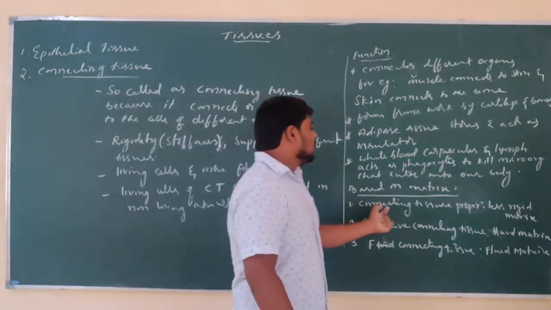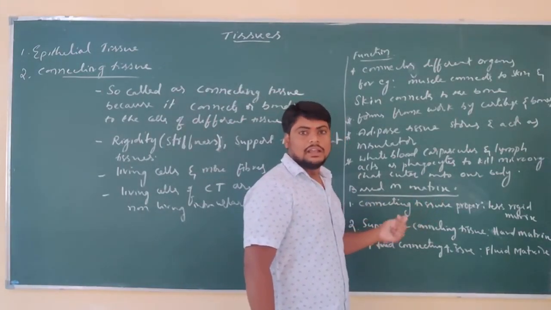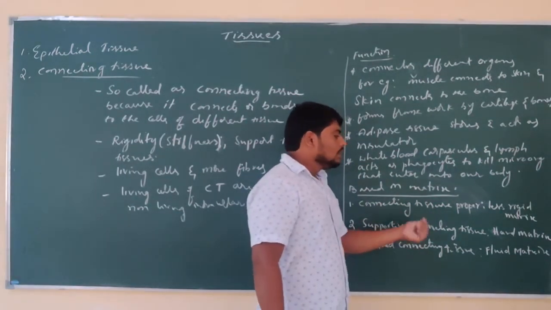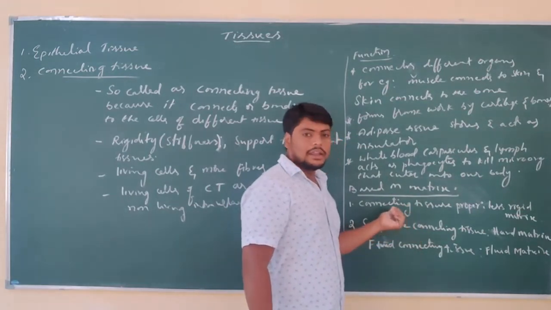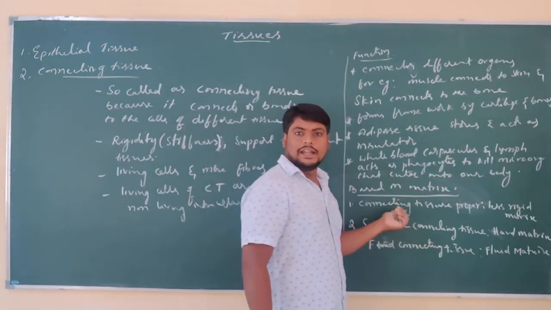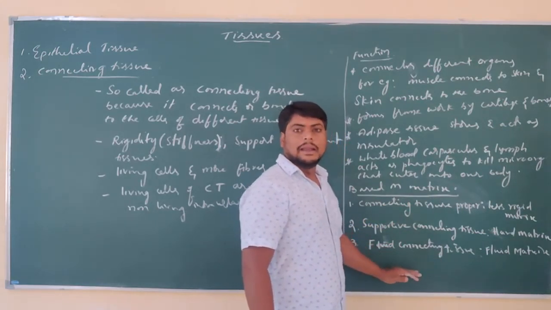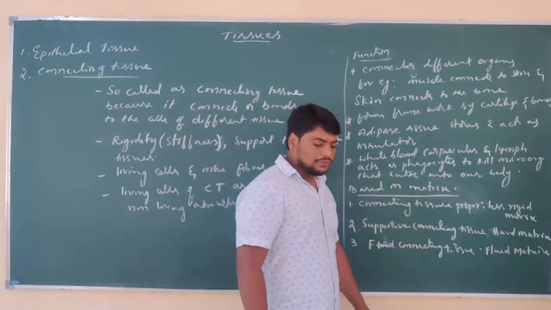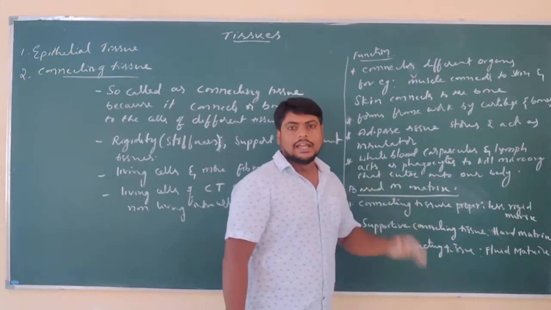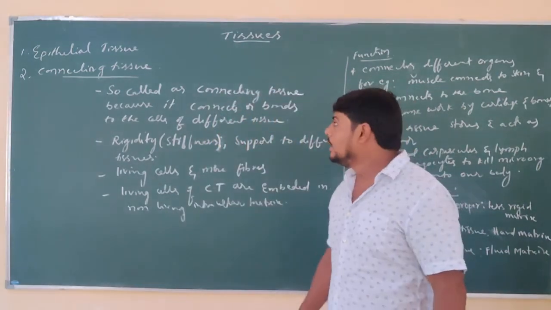So based on matrix, in connecting tissue proper the matrix is rigid. Understand? And in supportive connecting tissue, the matrix is very hard, like bones. Under connecting tissue proper, you can take adipose tissue, ligaments, tendons, areolar connecting tissue. These are the different types. You will discuss later. And in fluid connecting tissue, the matrix is fluid in nature, like blood and lymph. Understand? These are the different types of connecting tissue. Next part, we would like to discuss the different types of connecting tissue under connecting tissue.